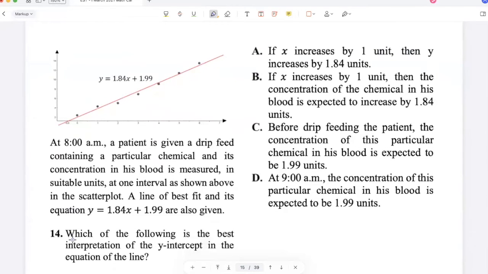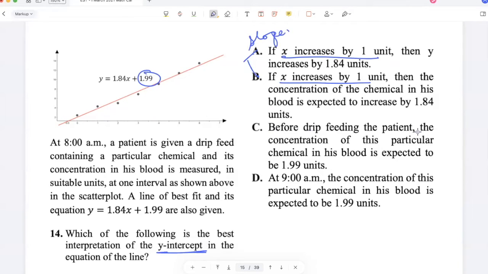At 8 a.m., a patient is given a drip feed containing a particular chemical, and its concentration in his blood is measured in suitable units at one interval as shown above. A line of best fit for this equation is also given. Which of the following is the best interpretation of the y-intercept? So the y-intercept is 1.99. So when x is 0, then the y value is 1.99. So if x increases by 1 unit, these are interpretations of slope, so it can't be this.